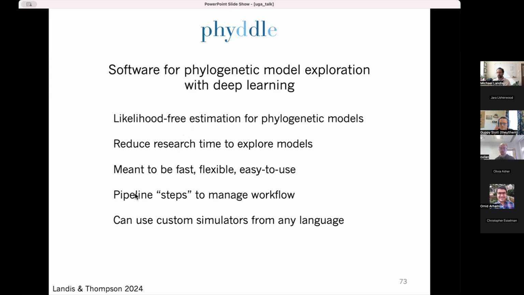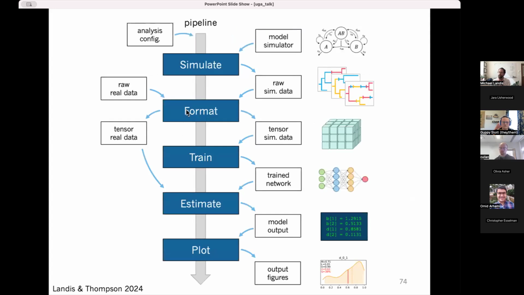It's meant to be reproducible, so we're using pipeline steps to manage workflow. And we want it to be customizable in the sense that users can set up simulators and design models in whatever way they're most comfortable. So we're trying to make it basically a big tent that lets any type of biologist help explore phylogenetic model design. A lot of this is built on our experience developing that first experiment I showed.